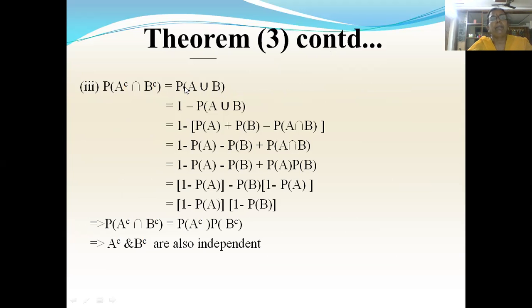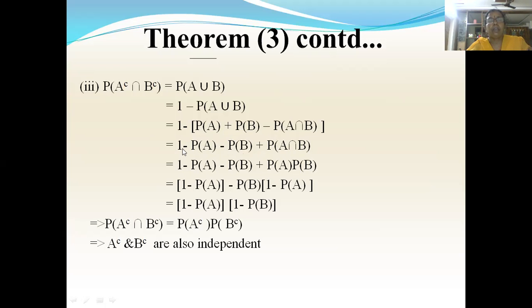This is nothing but P of A complement union B complement. So this is equal to 1 minus P of A union B. So 1 minus P of A union B is what? P of A plus P of B minus P of A intersection B. So here I am simplifying this. You will get 1 minus P of A. This minus into plus will become minus. Minus minus will become plus. So plus P of A intersection B.